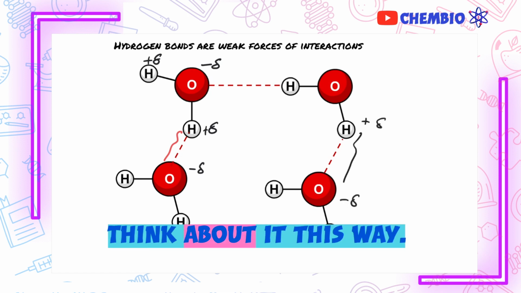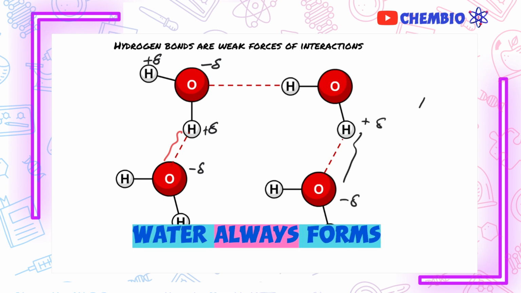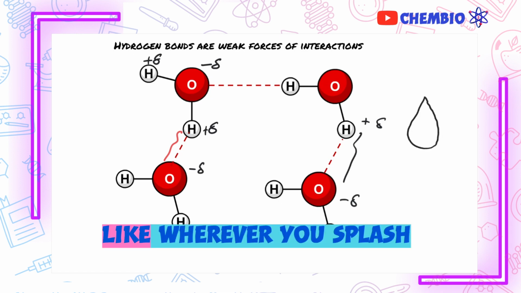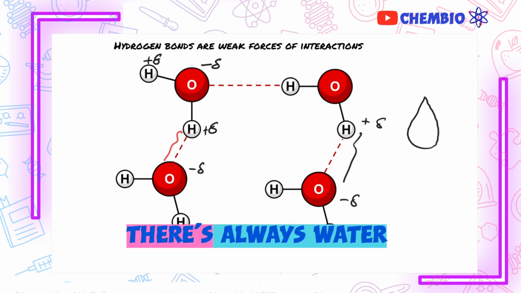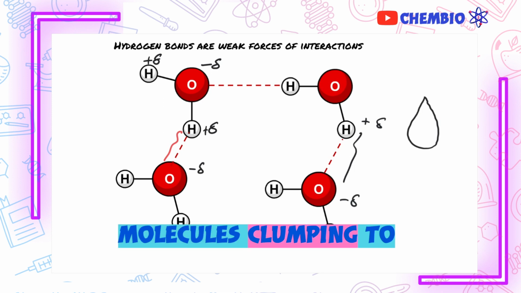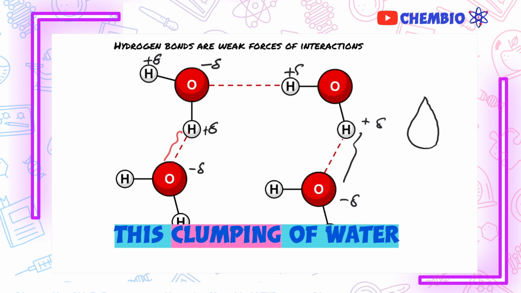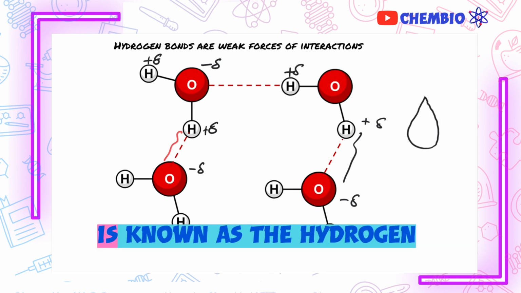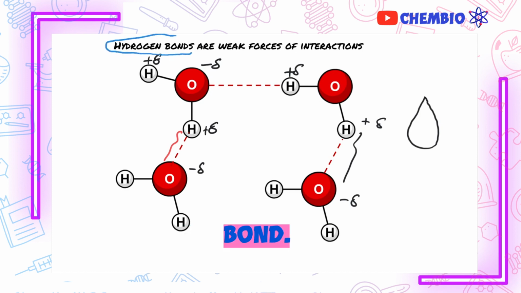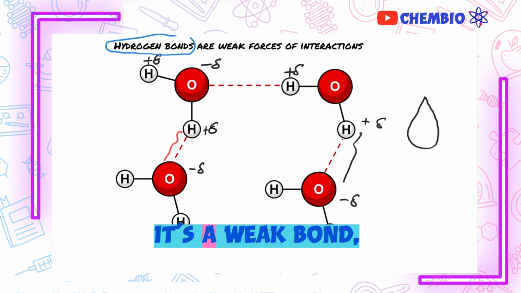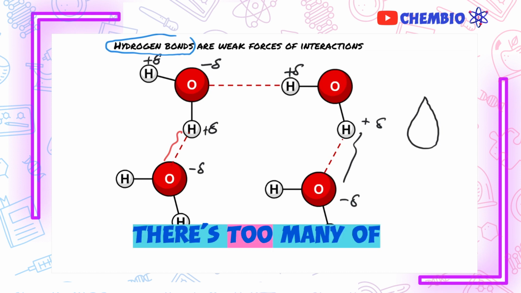Think about it this way. Water always forms drops. Wherever you splash water, there are always water molecules clumping to each other. This clumping of water molecules to each other is known as the hydrogen bond. So what's the hydrogen bond? It's a weak bond, yet it makes a big difference because there are so many of them.